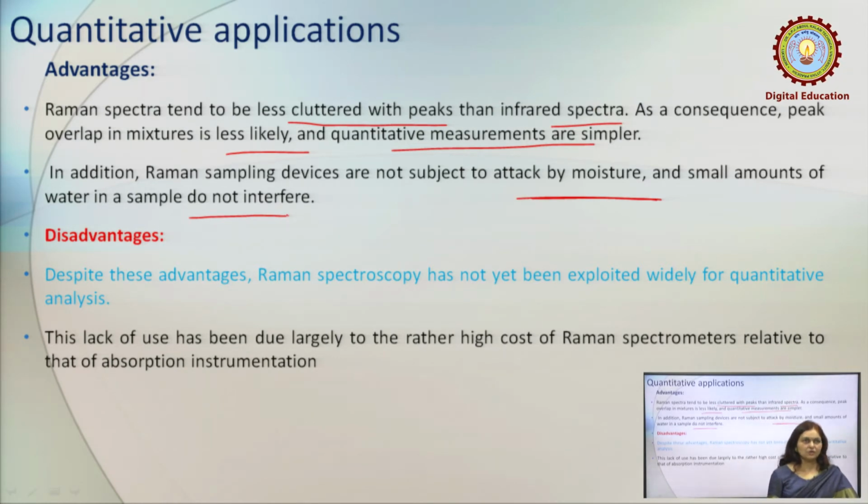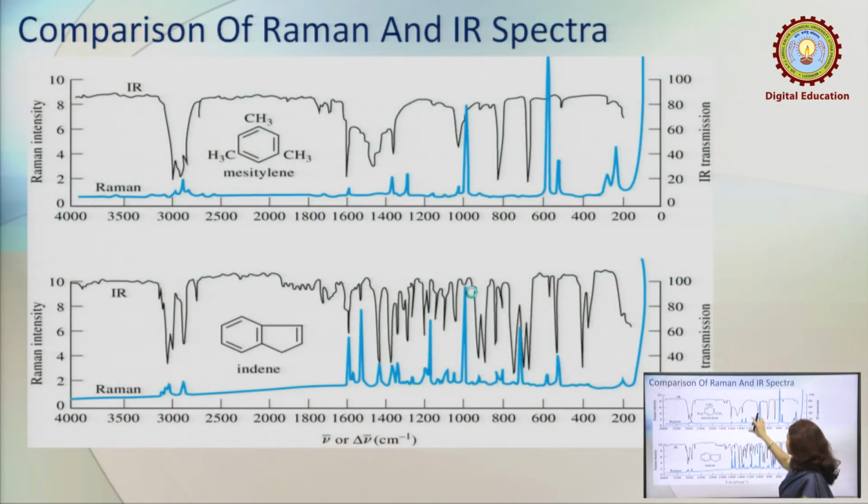Some disadvantages are also there. Despite these advantages, Raman spectroscopy has not been widely used for quantitative analysis, and this is due to the high cost of Raman spectrophotometers relative to that of absorption instrumentation. This is the comparison of Raman and IR spectra. In this spectra you can see the blue line for the Raman less cluttered peaks, while this is of the IR peaks.